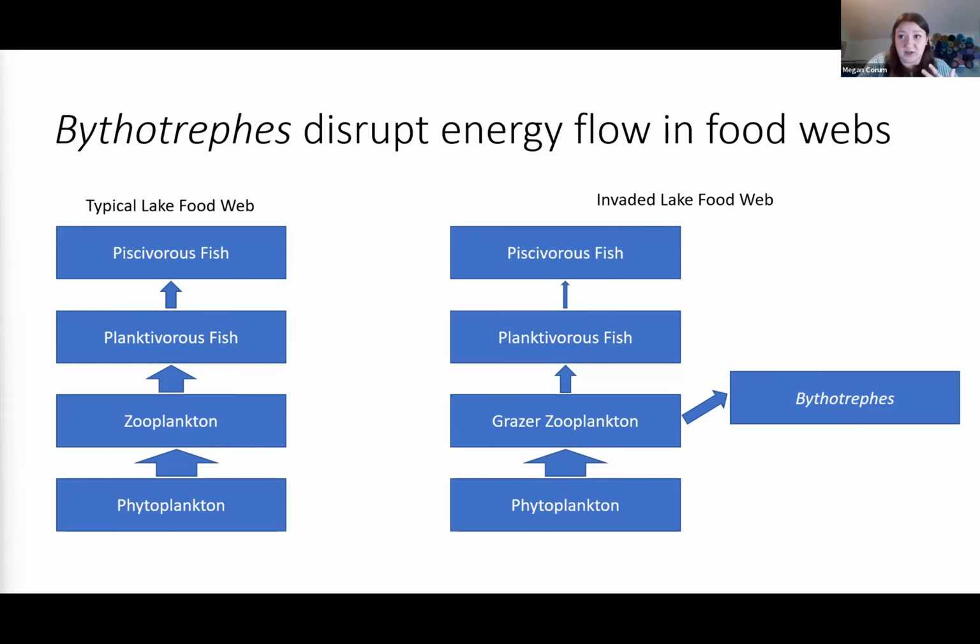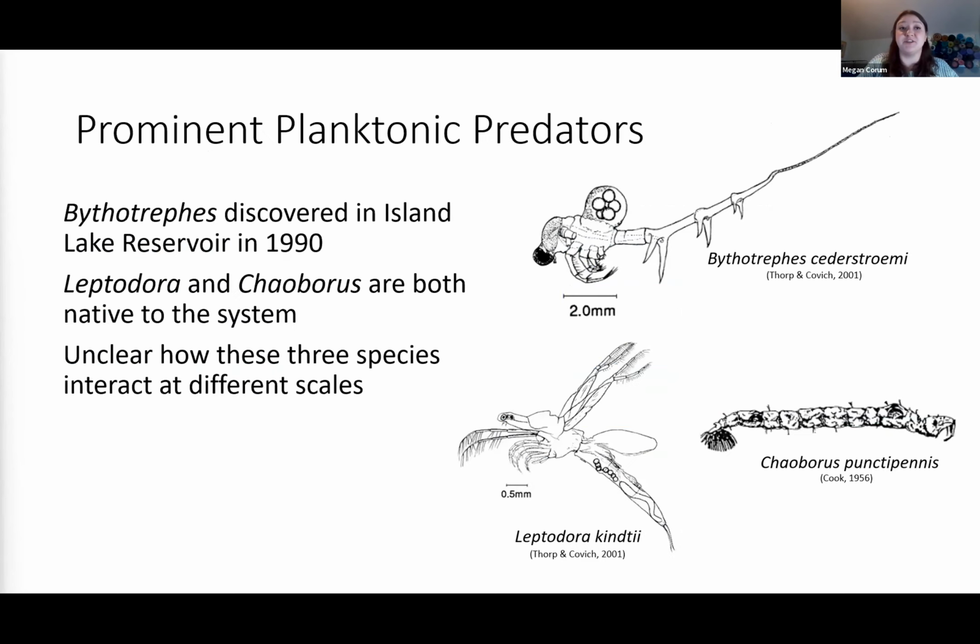So I really wanted to look at them and their relationship to two other native zooplankton predators in Island Lake Reservoir. Bythotrephes, which I've already introduced, that big old caudal spine, was discovered in Island Lake Reservoir in 1990 and has had a sustained large population since. They're present from probably May through November, give or take, with the bulk of their population occurring in the summer.